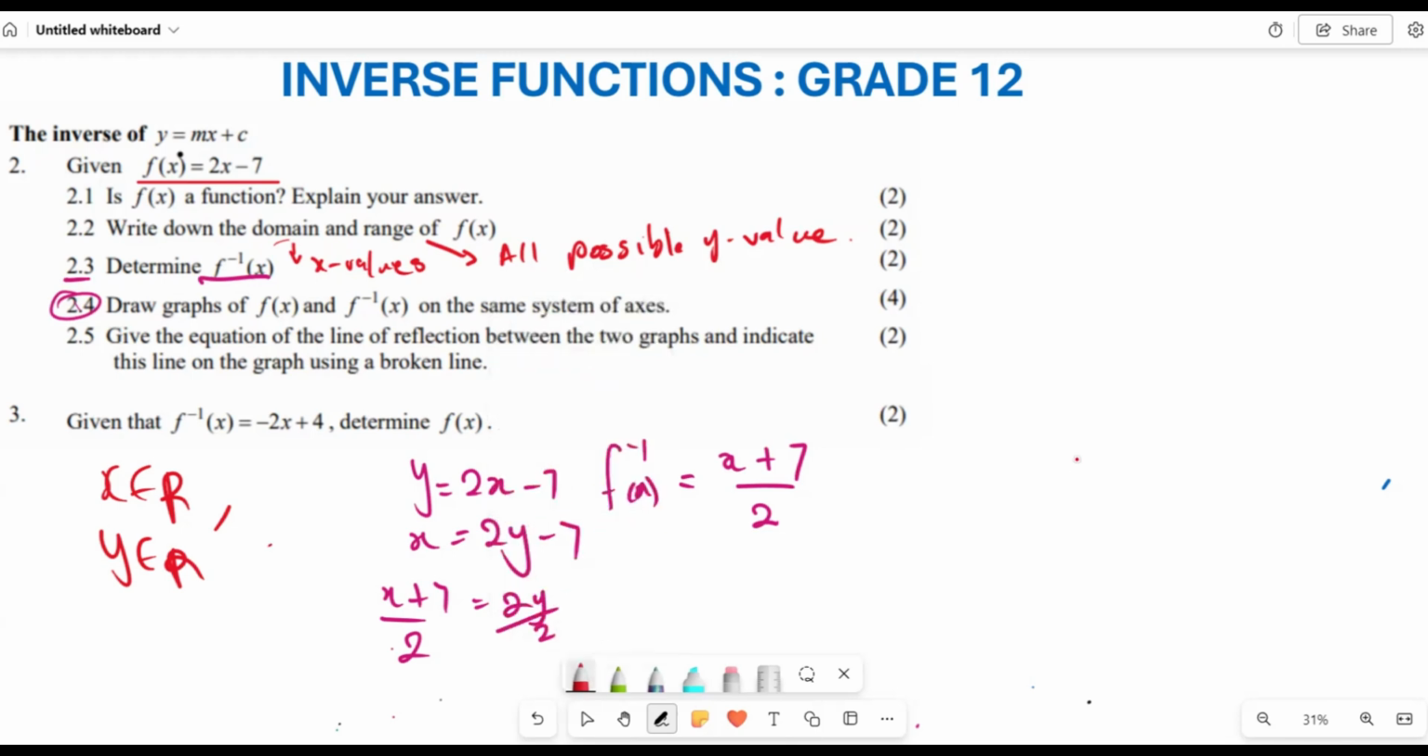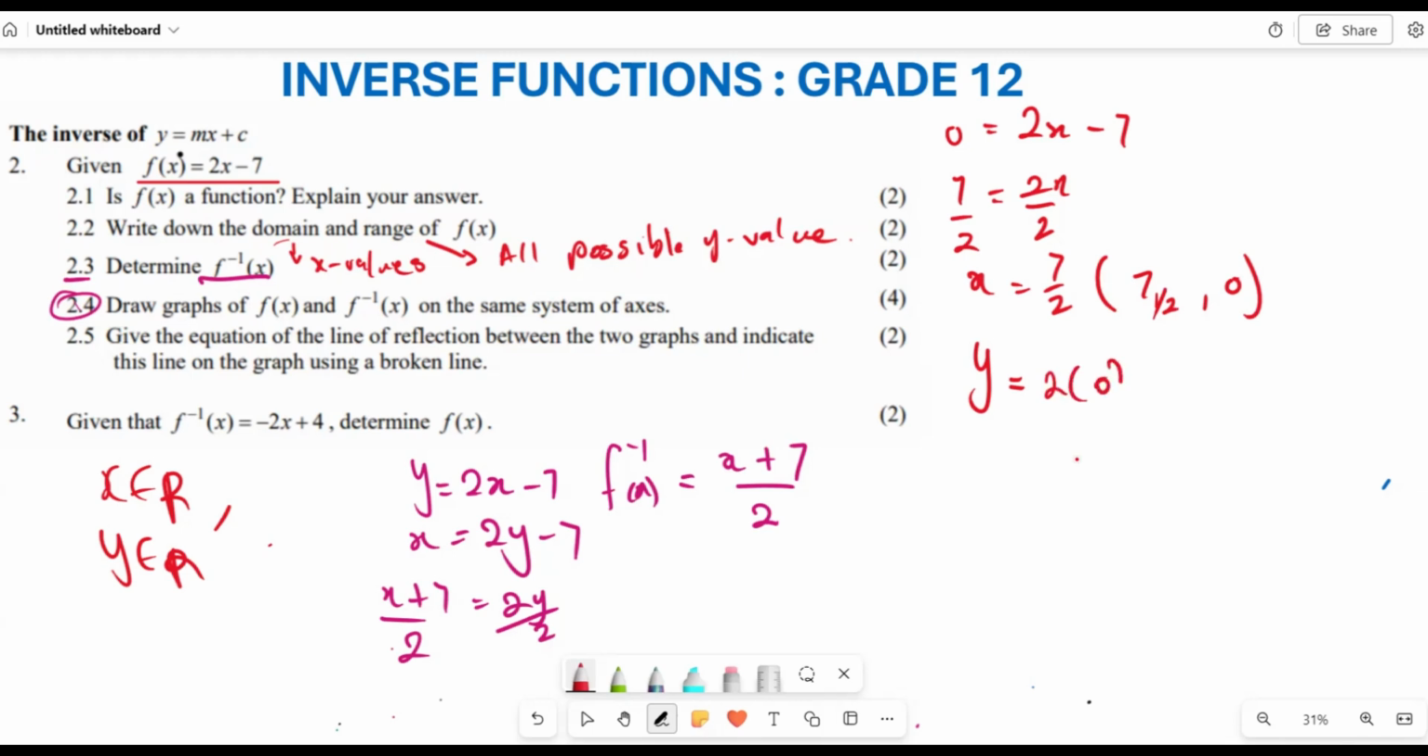So let's start with the original function. For the x-intercept, 0 is equal to 2x subtract 7. Then you transpose the 7 to this side, which gives 2x equals 7. Then you divide by 2, which means your x here is 7 over 2. So the coordinate here is (7 over 2, 0). Now our y-intercept: y is equal to 2 times 0 subtract 7, which means y is -7.